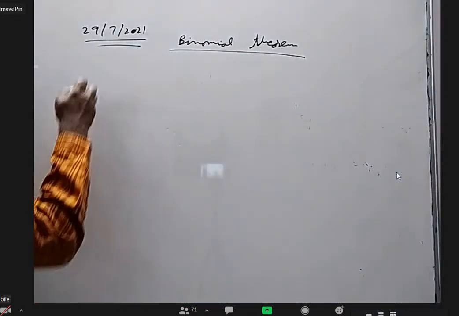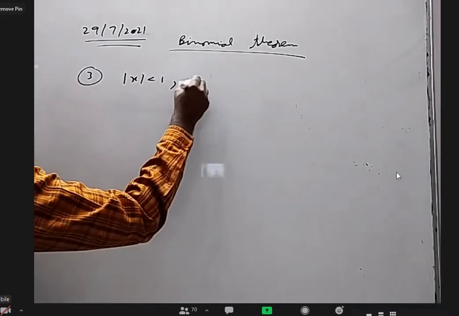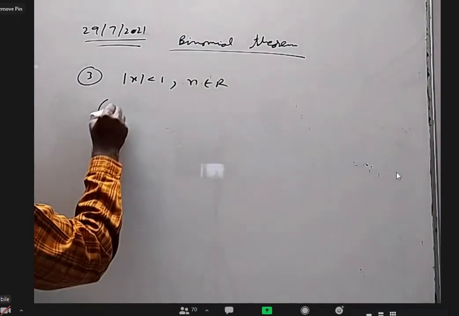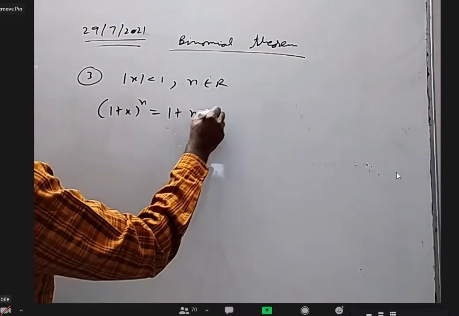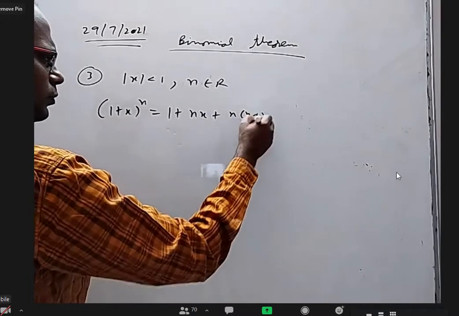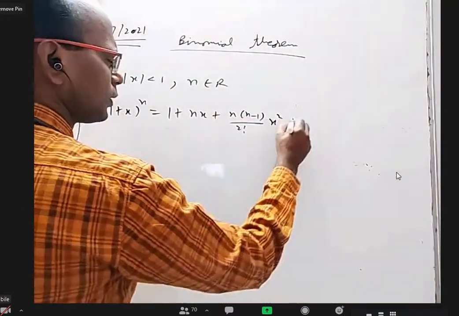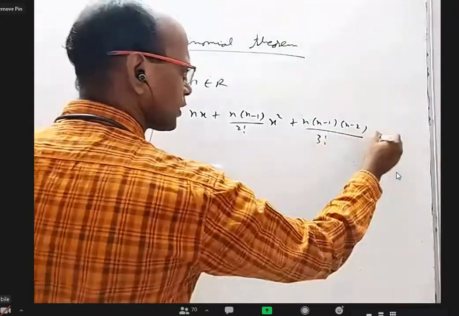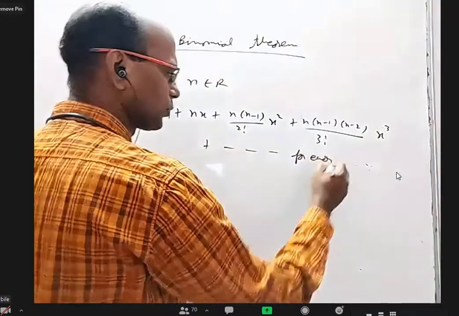Okay, third point. Mod x less than 1 and n is any real number. It can be negative integer, fraction, no problem. (1 + x)^n = 1 + nx + n(n-1)/2! x² + n(n-1)(n-2)/3! x³, and so on forever. This is an infinite series.